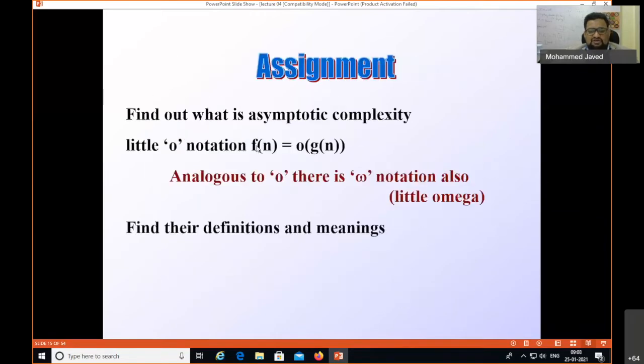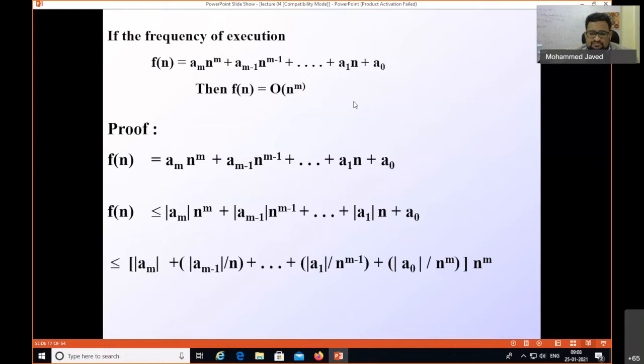So now some questions for you. Find out what is the asymptotic complexity. There is also one more notation called little o notation. Whatever we have discussed so far is about the big O notation. So there is a small o notation, f of n is equal to small o of g of n. Analogous to small o, there is also a small omega, called little omega. So find their definitions and meanings, and in what scenarios this little o and little omega will be used, you have to find out. So here is just an example.